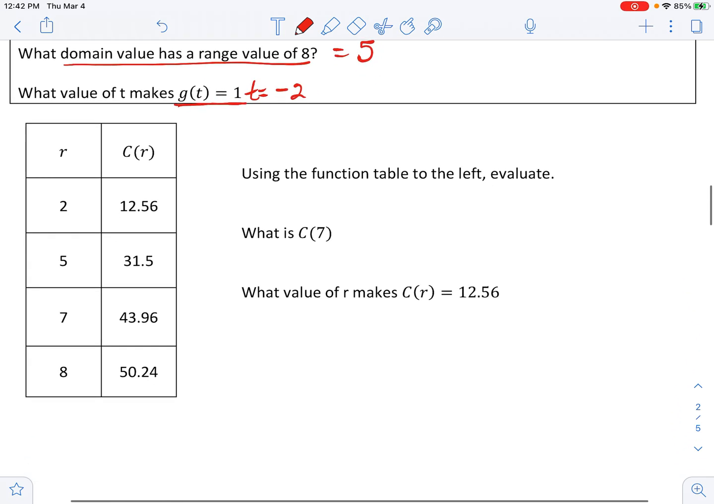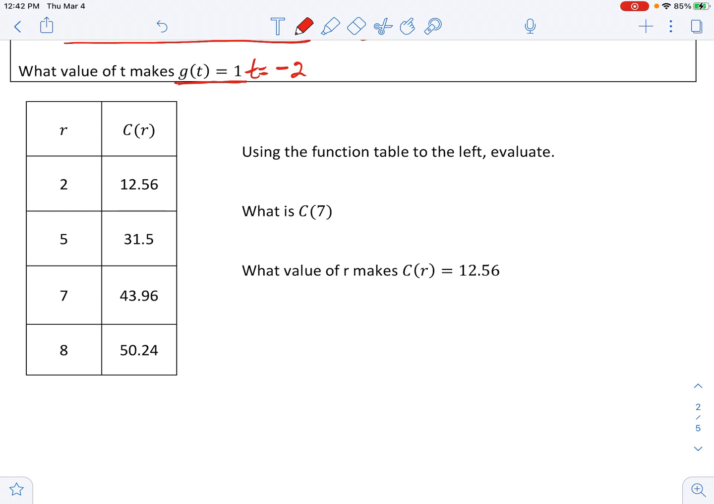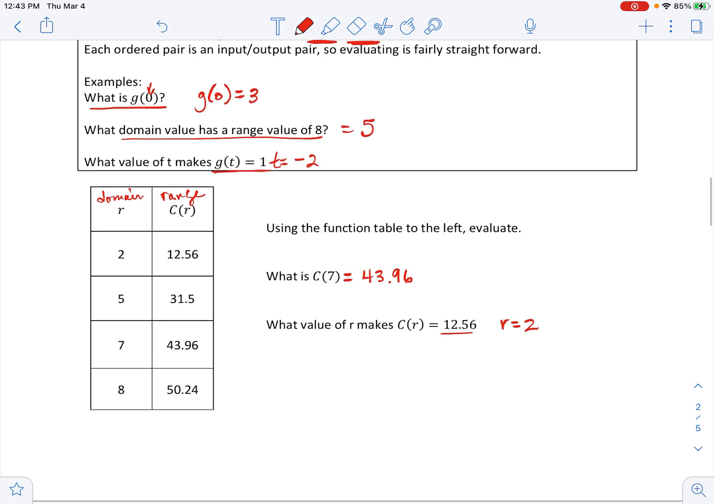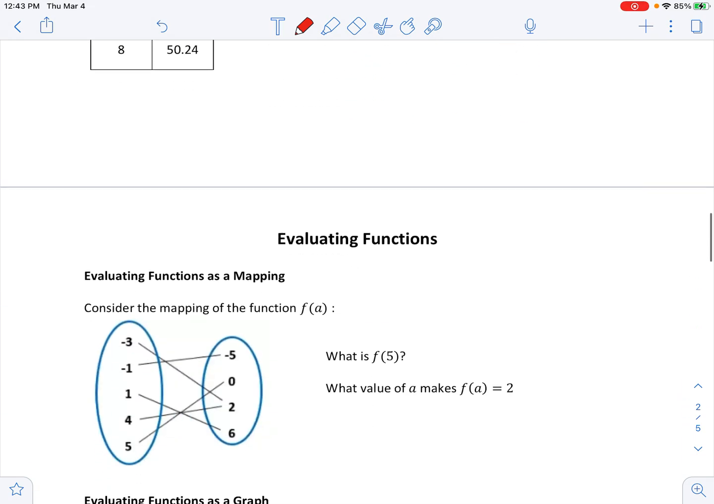The same kind of rule applies when we're talking about a table of values. So remember that the left-hand column is the domain or input, and the right column is the range or the output. What is c of 7? Well, when the input is 7, the output is 43.96. What value of r makes c of r equal to 12.56? Well, this time, what input value gives you an output value of 12.56? Well, that's when r is equal to 2. Very straightforward stuff. It's kind of like matching up pairs.